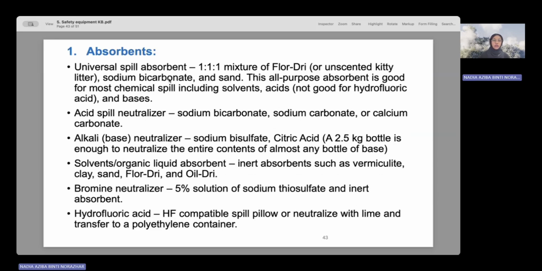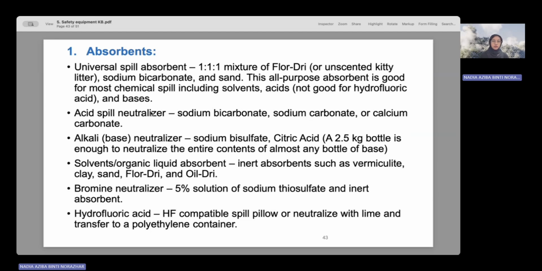Okay, for the absorbents, there are different types of absorbents. First one is the universal spill absorbent, which is a 1:1:1 ratio mixture of floor dry or unscented kitty litter, sodium bicarbonate, and sand. This is an all-purpose absorbent. It is good for most chemical spills, including solvents, acids, and bases. However, for acids, it is not suitable for hydrofluoric acid.